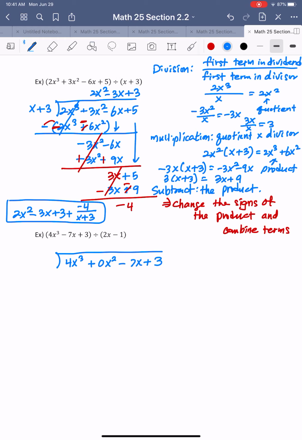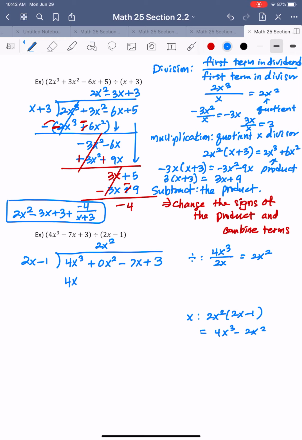So if there are any missing terms, you just need to use 0 as a coefficient, because 0x squared is 0 anyway. But yeah, that's how you do it. And then divide by 2x minus 1. So I do the division, 4x cubed divided by 2x, which gives 2x squared. So I got 2x squared here. And then multiply 2x squared times 2x minus 1. So I got 4x cubed minus 2x squared.